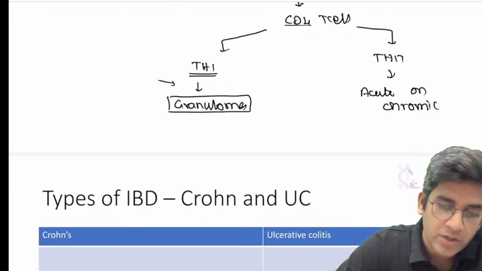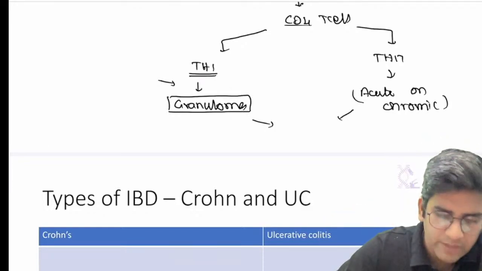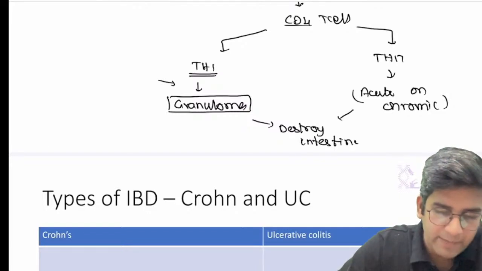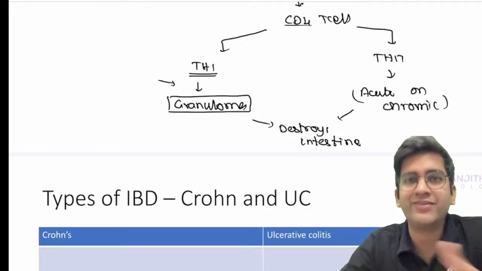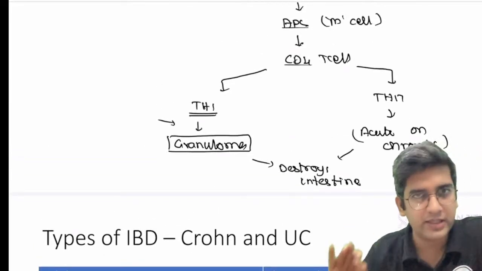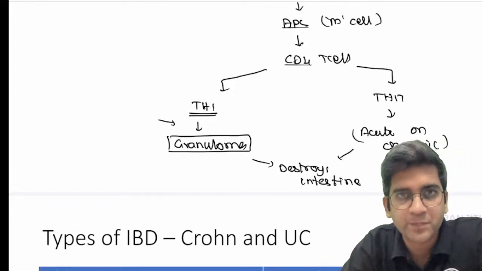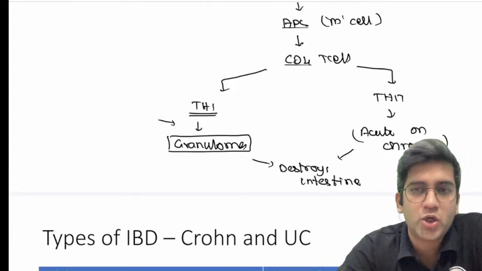Both are required. So whether it be Th1 or Th17, by default, both will destroy the GIT, or destroy the intestine. It's an immune mediated damage to the intestine. Once it destroys the intestine, you're going to have inflammatory bowel disease. I want you to remember this. If it's in a question also, write it clearly. There are two types of inflammatory bowel disease. What are they? We have Crohn's and we have ulcerative colitis, right?